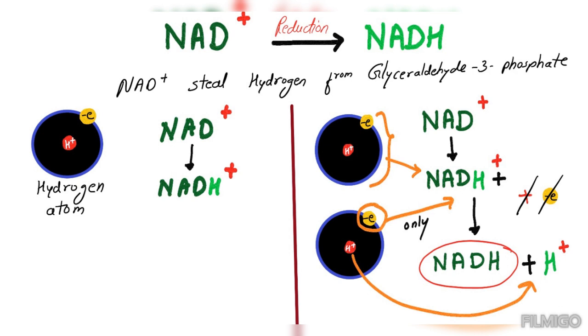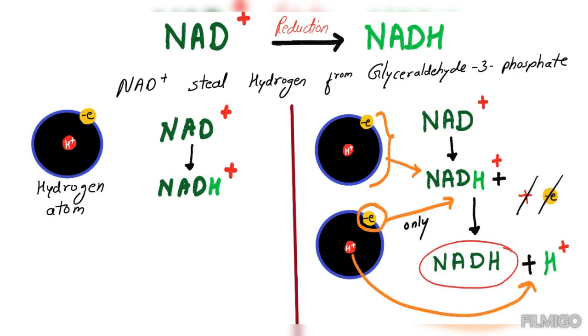So this makes it neutral, means no charge at all. But if NAD plus steals a hydrogen atom from the glucose, it comes in neutral. So the positive charge of the NAD is as it is. But here we need NADH without any positive charge. But what are we getting? NADH plus. So we have to remove this plus sign. But how can it happen?